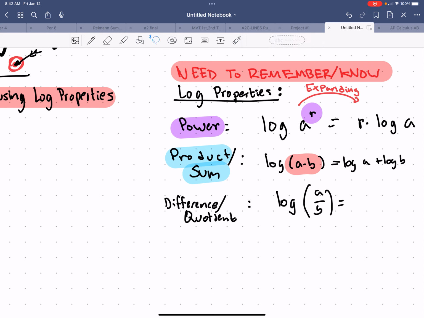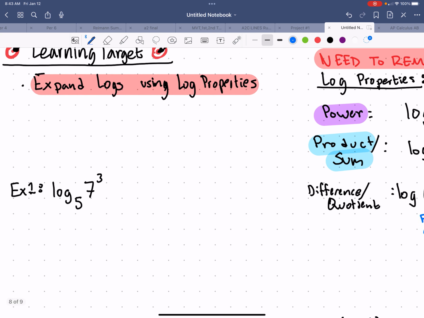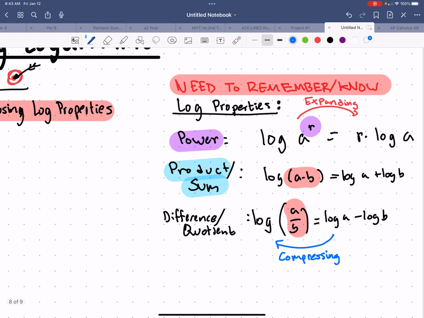And the difference, or quotient, rule is whenever you have division, like a fraction, it's going to be top minus bottom. So log A minus log B. Those are the rules you need to know in order to be able to expand logs. And if you were going backwards, that's called compressing. And we'll focus on that in another video. Okay? All right, so let's go on and just do some examples. Just pause the video if you need them.